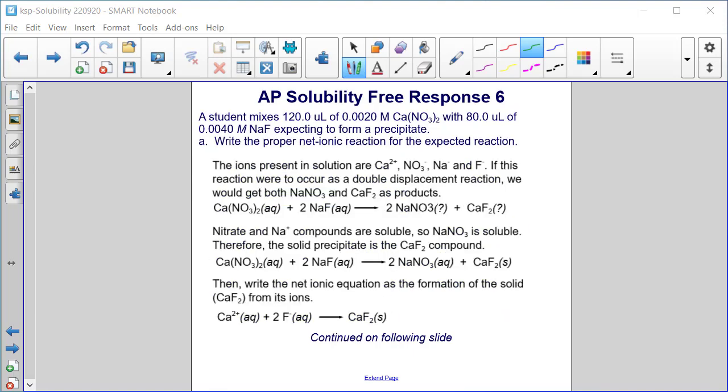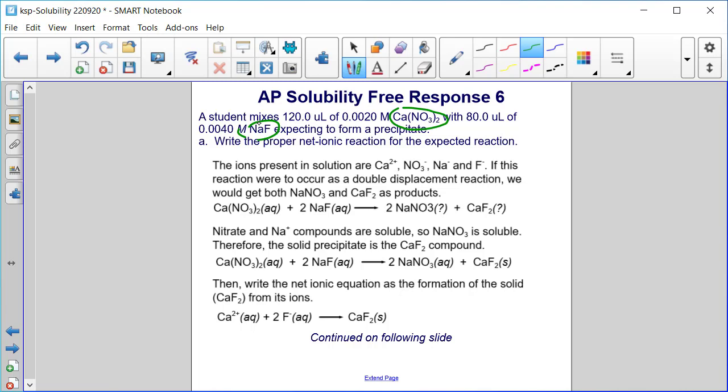A, write the proper net ionic reaction for the expected reaction. The ions present in solution are calcium, nitrate, sodium, and fluoride. If this reaction were to occur as a double displacement reaction, we would get both sodium nitrate and calcium fluoride as products.